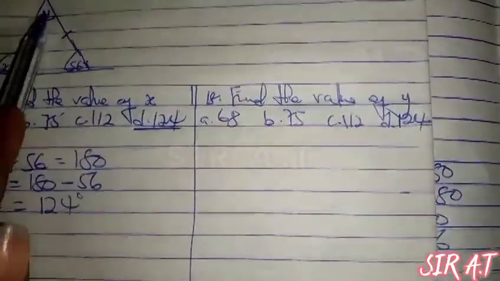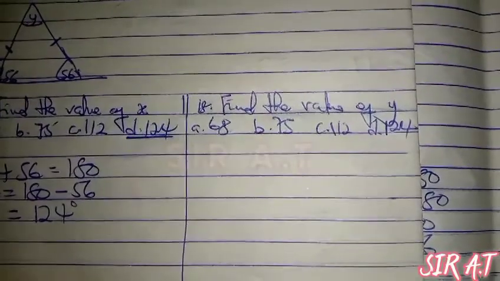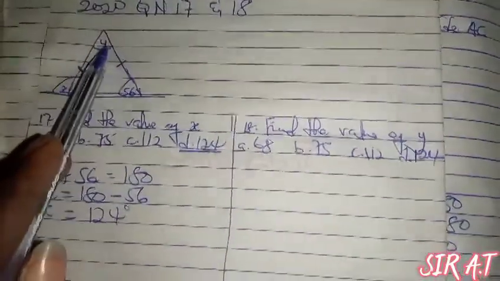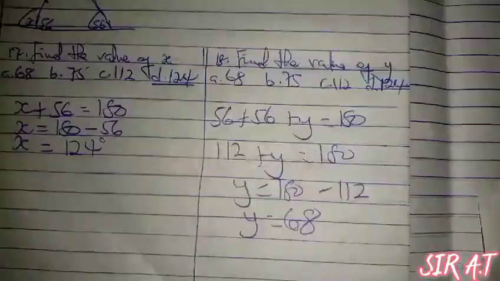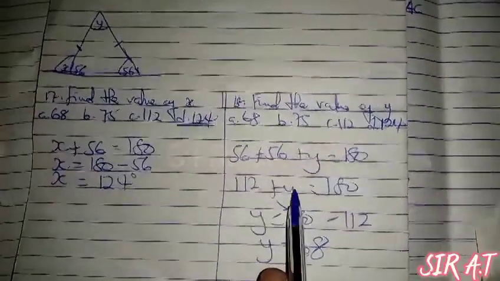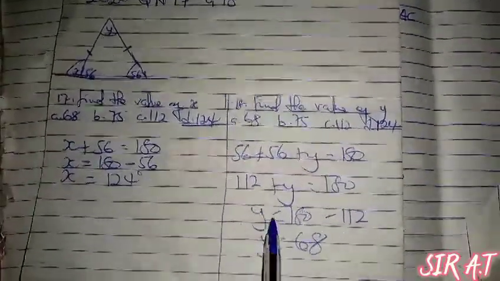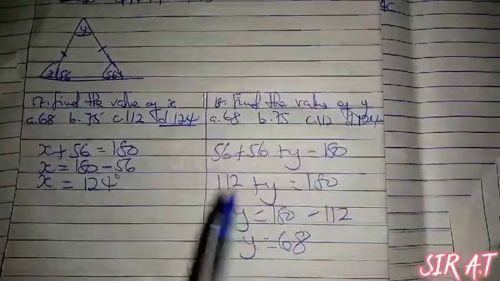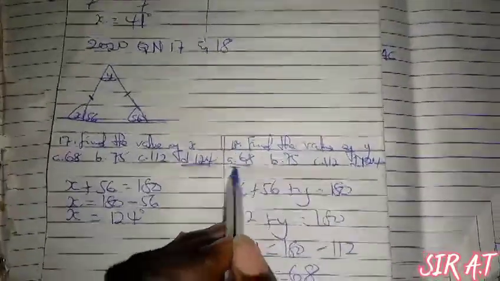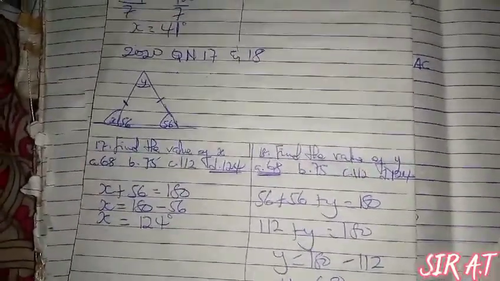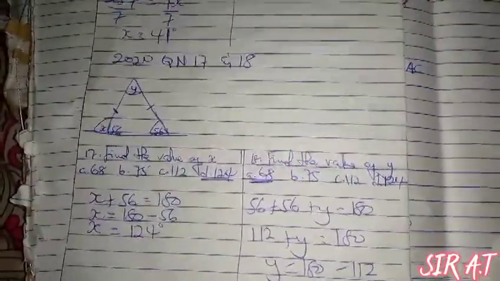The value of y, how do you find this? We know that putting this, that, and that together, you're getting 180. So 6 plus 6 gives you 112, plus y equals 180. So y is equal to 180 minus 112. Therefore y is equal to 68. So the option is A.